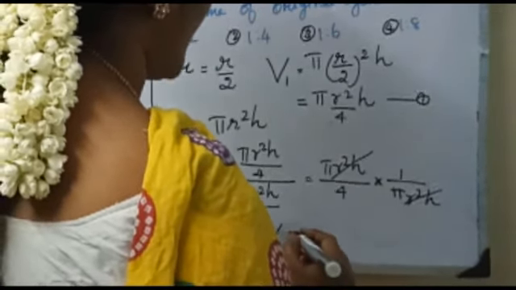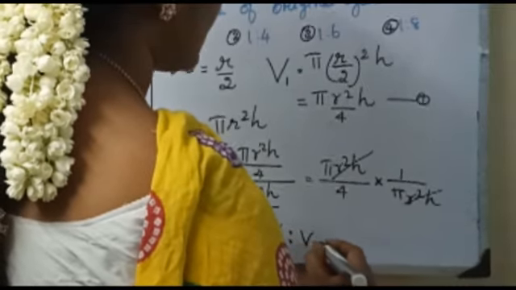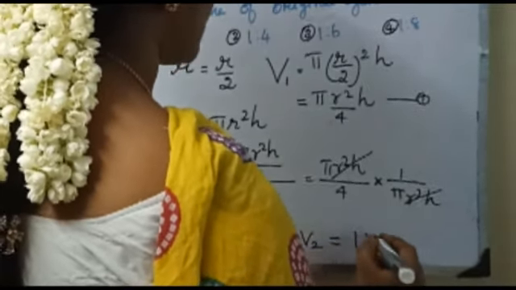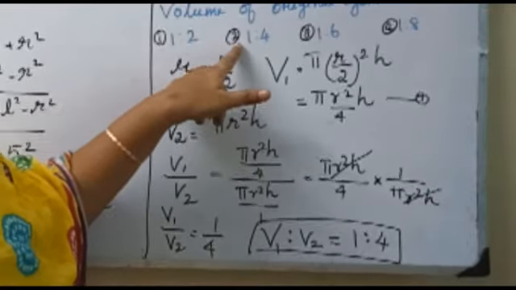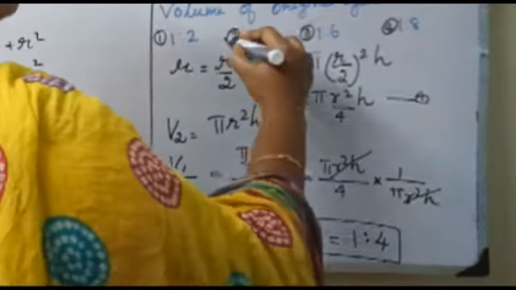The ratio of the volume of the cylinders is equal to 1:4. So the answer is the second choice, 1:4.